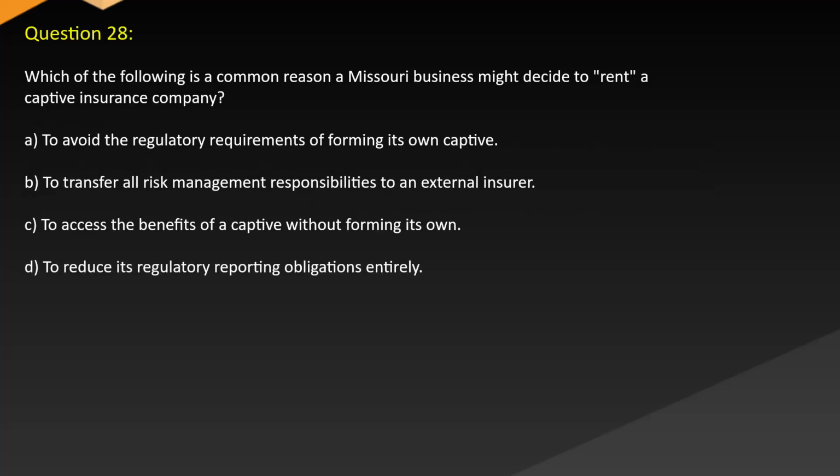Question 28. Which of the following is a common reason a Missouri business might decide to rent a captive insurance company? A. To avoid the regulatory requirements of forming its own captive. B. To transfer all risk management responsibilities to an external insurer. C. To access the benefits of a captive without forming its own. D. To reduce its regulatory reporting obligations entirely.